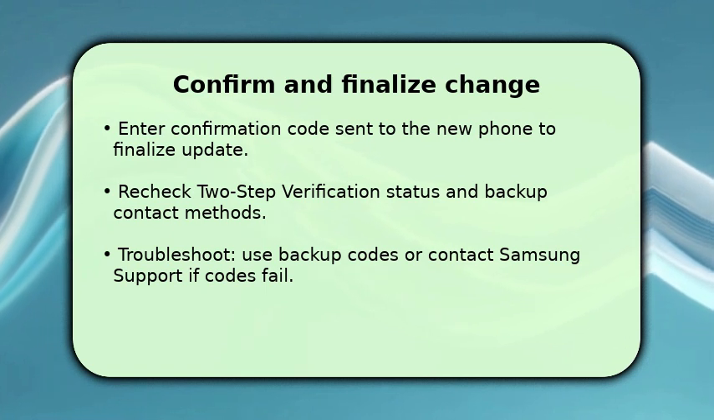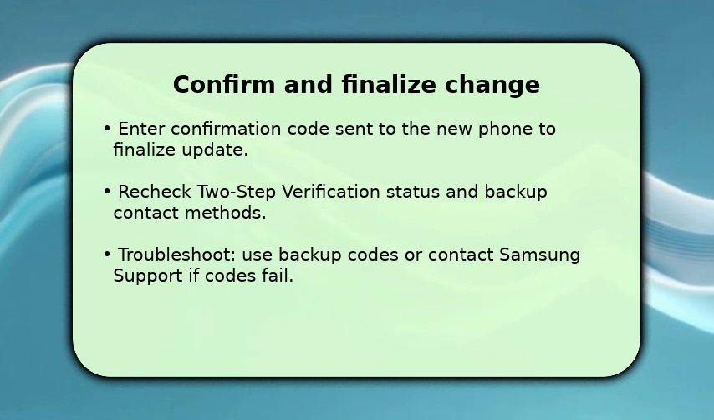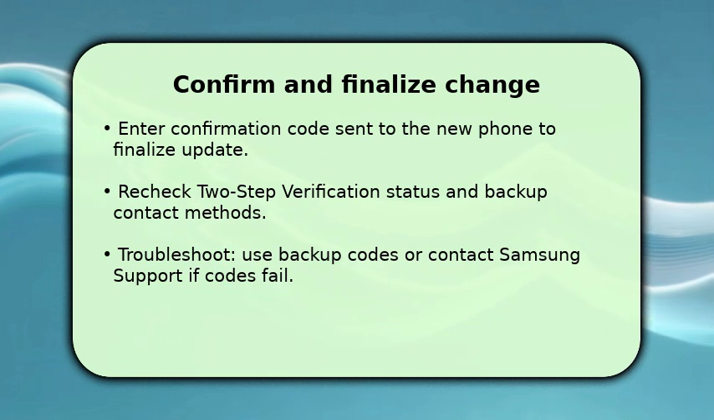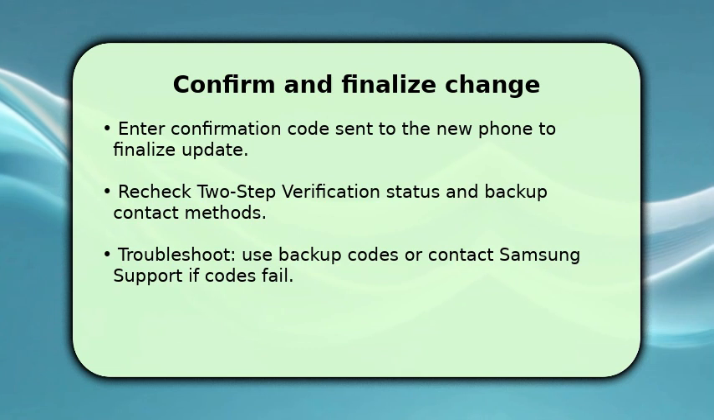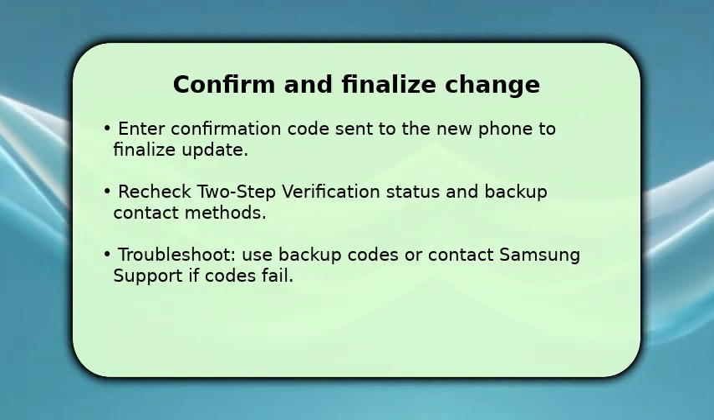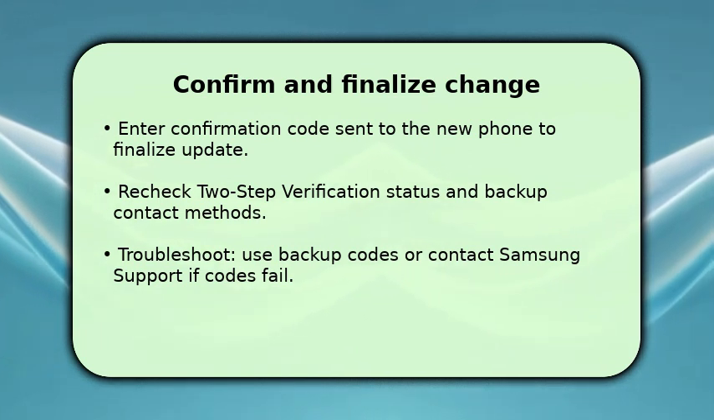Make sure to review the two-step verification status and add a backup phone or print backup codes so you can recover access if needed. If the code never arrives, check carrier delivery, confirm number format with country code, and retry. If problems persist, use your backup codes or contact Samsung support with account details ready for assisted recovery.